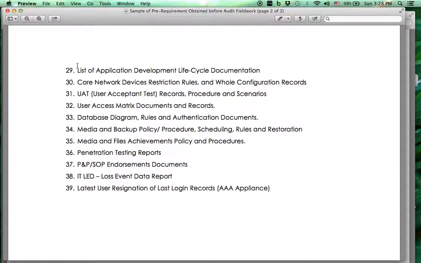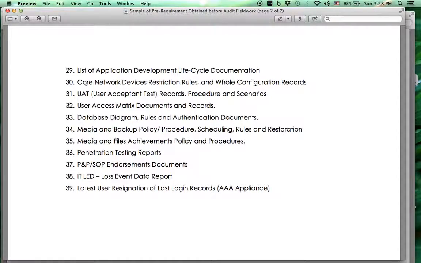So let's finish. Item 29, the list of application development lifecycle documents, is very important, like a framework related to the development lifecycle. So we need to comply with the SDLC framework, software development lifecycle.